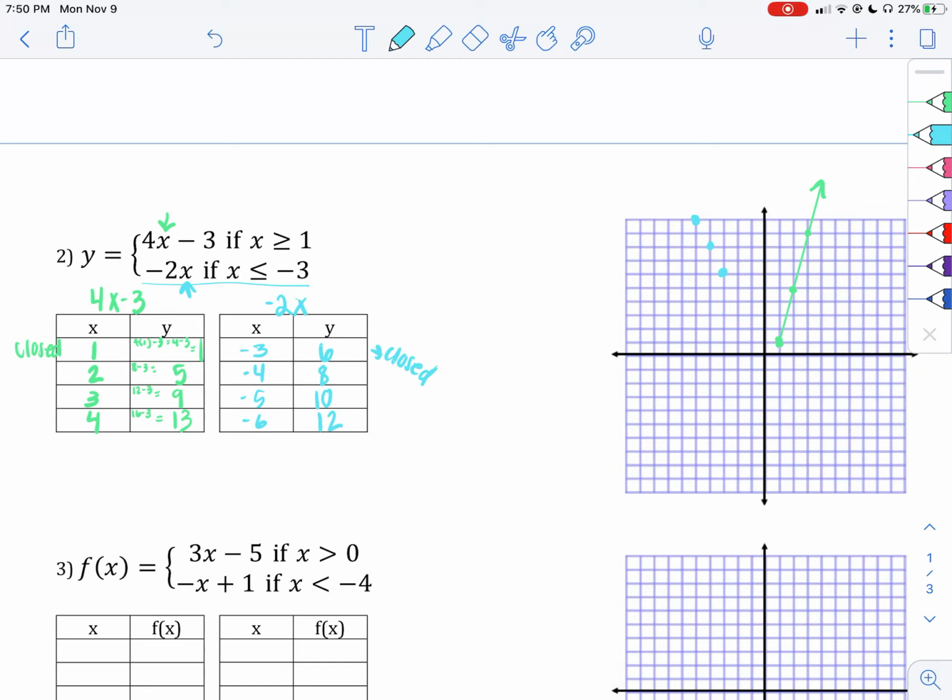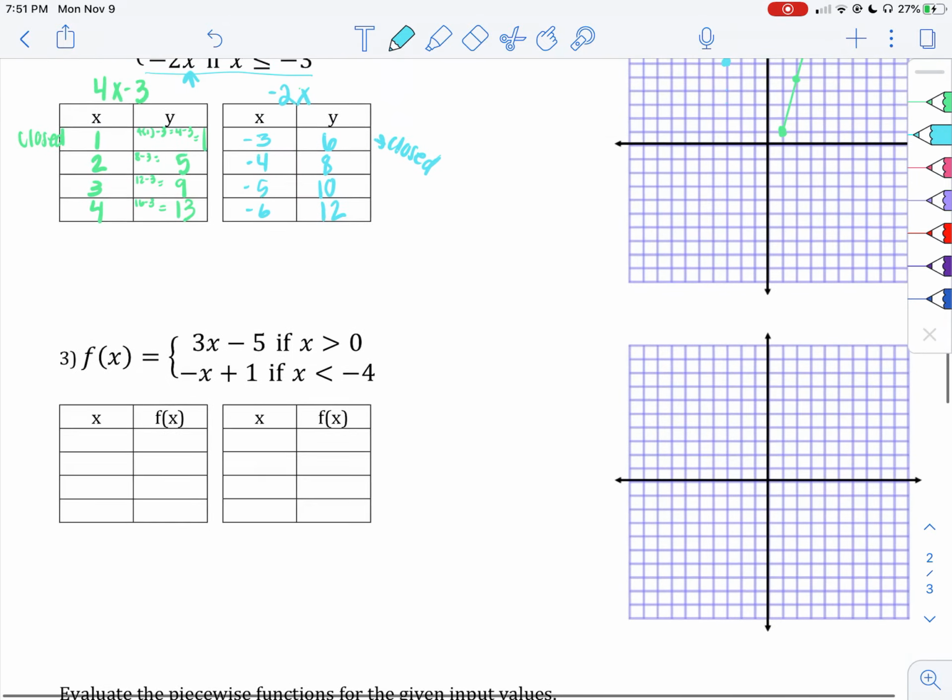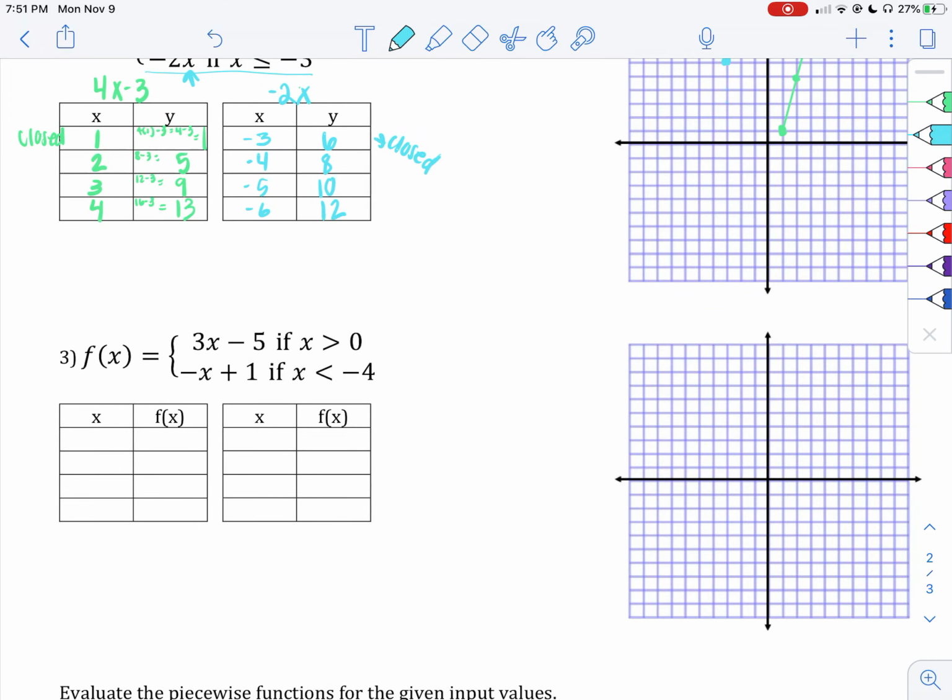Okay, this is less than or equal to, so we're going to be going to the left. And that is your graph for that piecewise function. Okay, for this one, I want you to pause the video and try to get the table by yourself and then play when you're done.